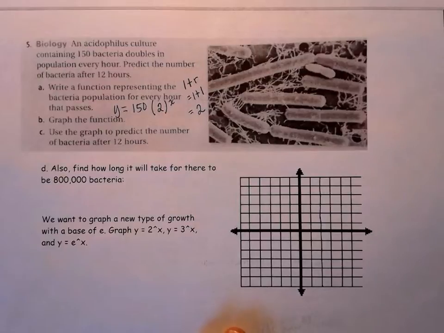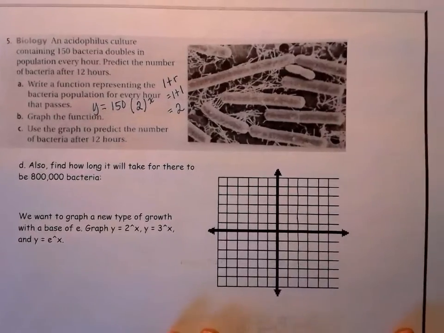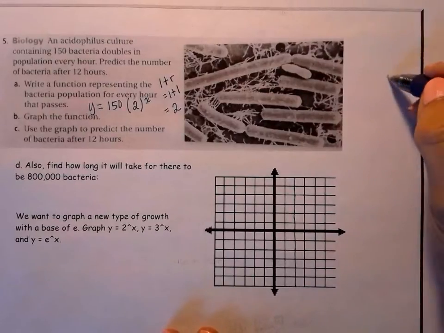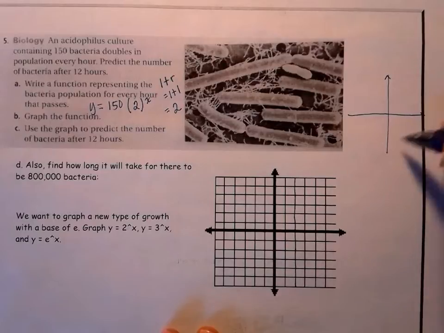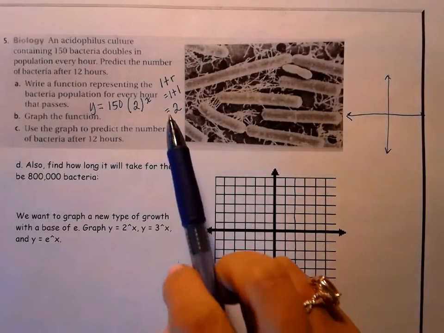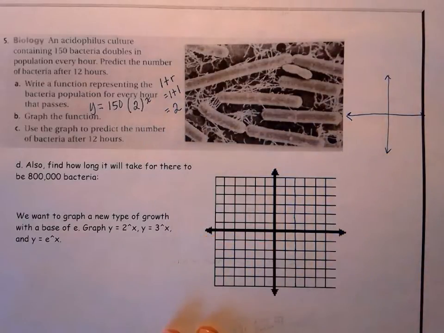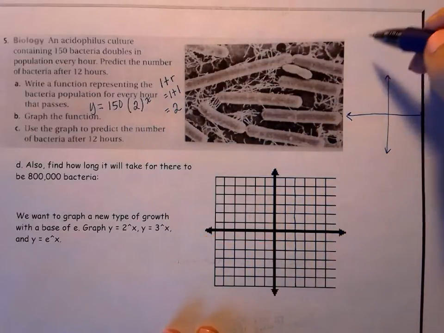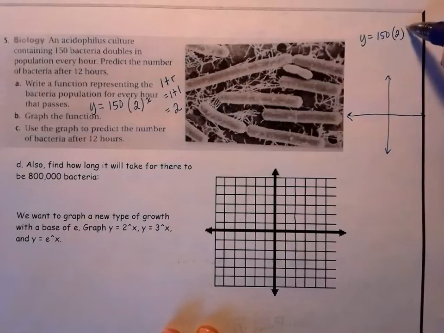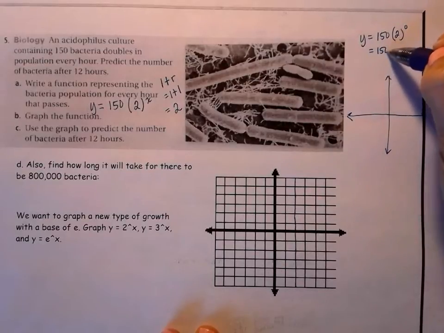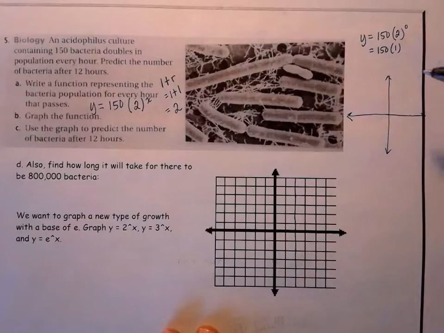So graphing the function, I'm going to start by just doing a quick sketch of the function, and then I'll graph it on my calculator in just a minute. So if I'm trying to find the y-intercept, I would substitute in an x of 0, and that would be 2 to the 0, which is 1. So it'd be 150 times 1, so the y-intercept is 150.